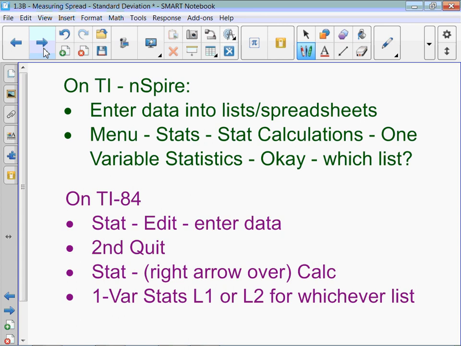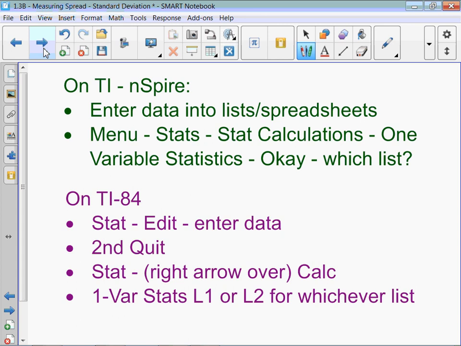Make a couple notes here on which calculator you have so I can change it back to the data. So write down what you need to do. After you enter the data, you might want to make note of what you do. If you have the 84, you do second quit, stat calc, one variable statistics. You have to actually put the list in, depending on which list.